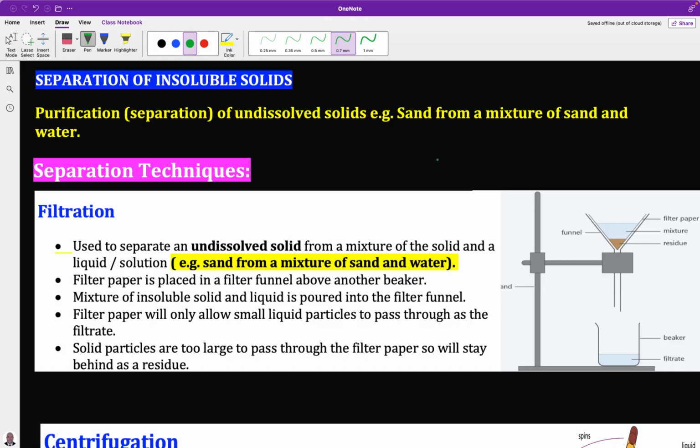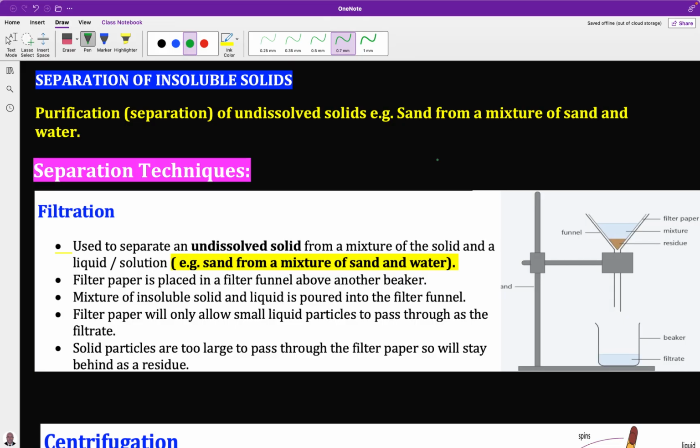What is filtration? We say this is a method that is used to separate an undissolved solid from a mixture of the solid and a solution. Our example was sand from a mixture of sand and water. Here, using filtration, we need a funnel, we need a filter paper, we need the solution that has to be separated.